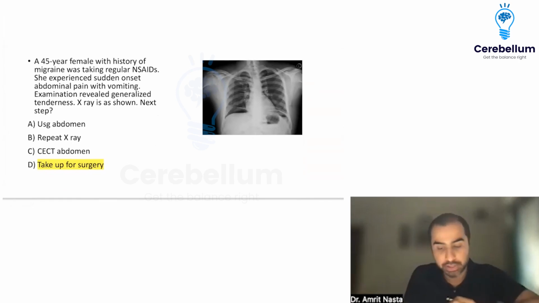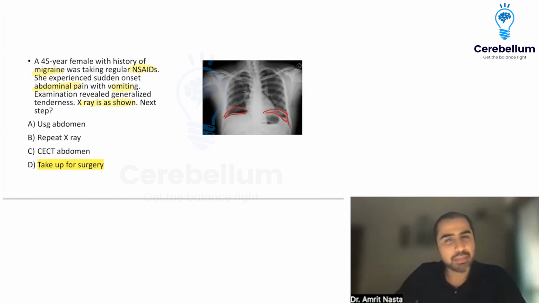Again, very nice question, VIMP question. Female with history of migraine, taking NSAIDs. She comes with acute onset abdominal pain, vomiting, X-ray. What do you see in the X-ray? दिखता क्या है? So what you see here, this is right dome, this is air under diaphragm. Left dome, air under diaphragm.